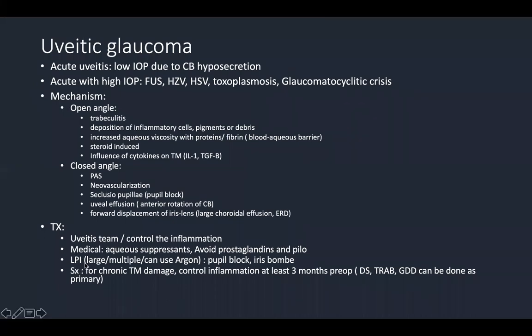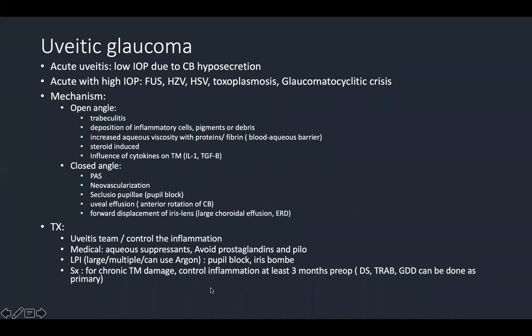Then you have to evaluate the patient and the indications of PI, including pupillary block and iris bombe. And if the patient is not responding, or if he has permanent damage or chronic angle closure with PAS, then you can go for surgical treatment.